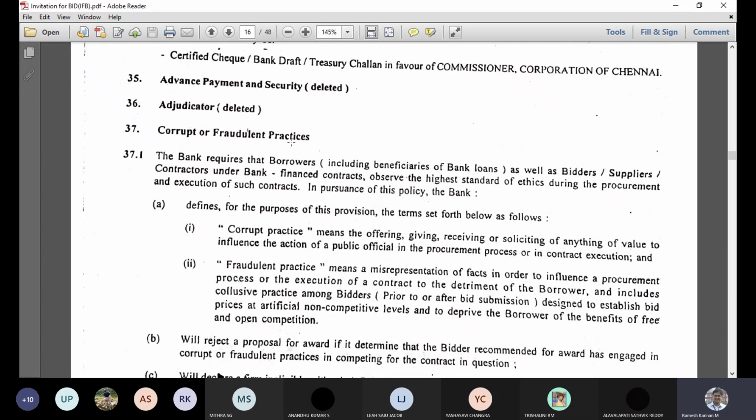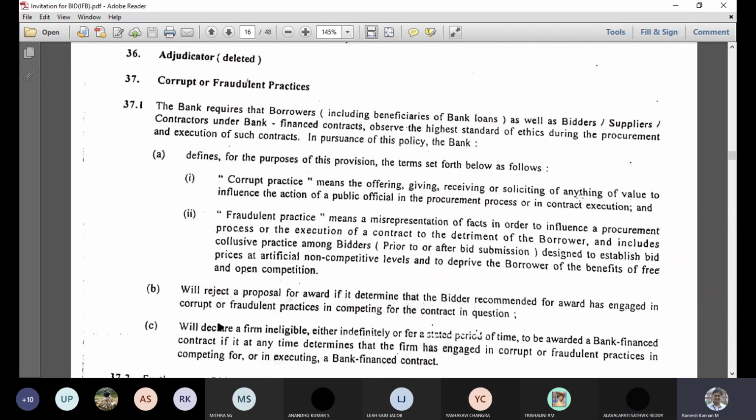Corrupt or fraudulent practices. Corrupt practice means bribing and other related stuff, and this is totally unacceptable and illegal also. Fraudulent practice is misrepresentation of facts. For example, if somebody quotes that they will use good quality material and then doesn't comply with those standards while doing it, that's called fraudulent practice. Or if they don't follow safety standards and compromise on quality and safety, that's also called fraudulent practice.